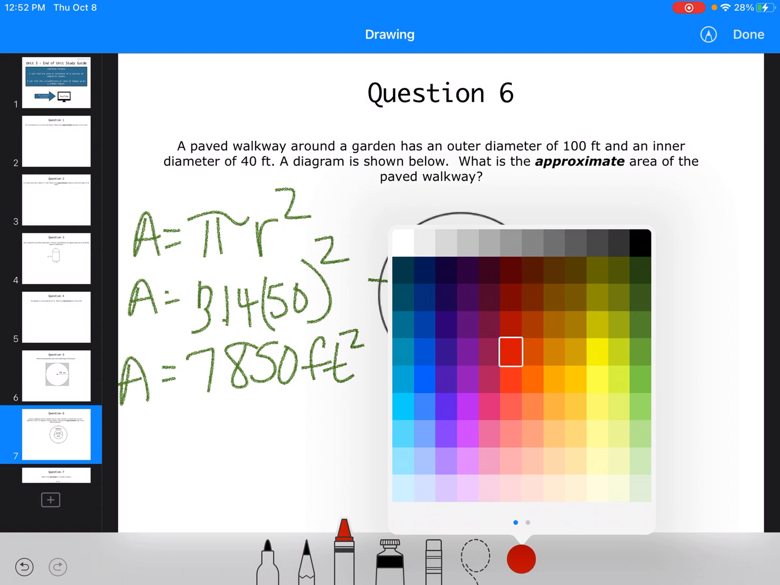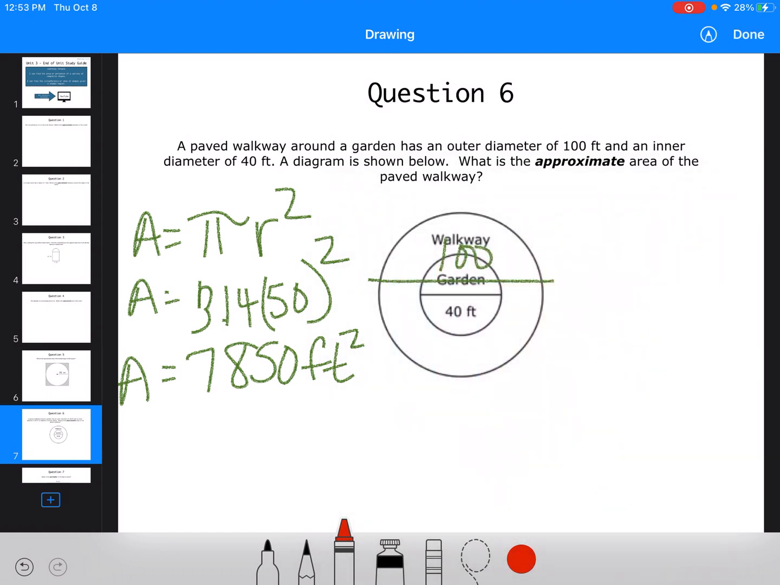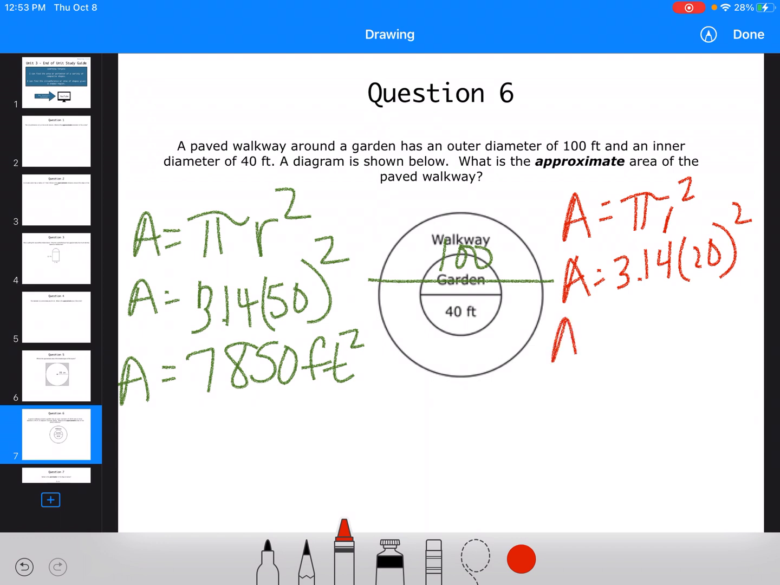Then I have to find the area of the smaller circle. So area equals pi r squared. So I end up with area equals 3.14 times 20 squared. So in my calculator, 3.14 times 20 times 20, and I end up with an area of 1,256 feet squared. So now I'm going to subtract it.